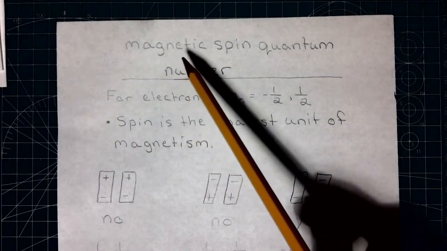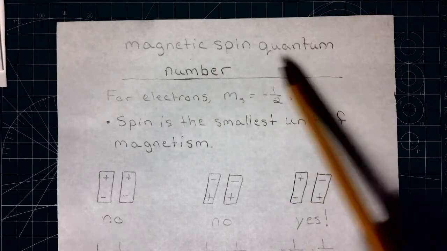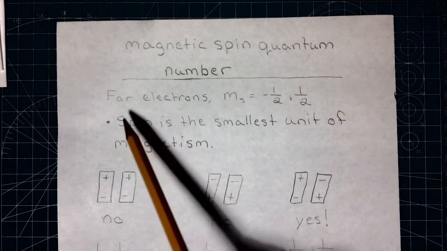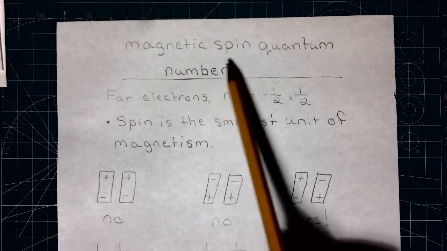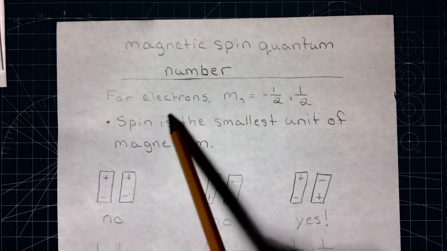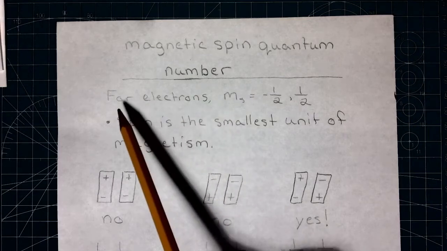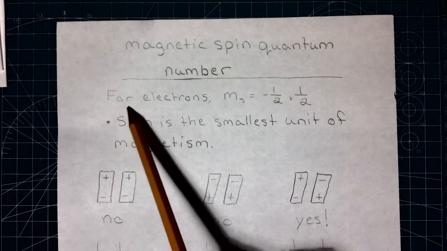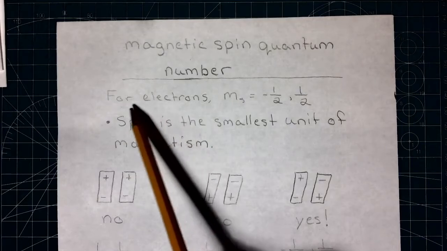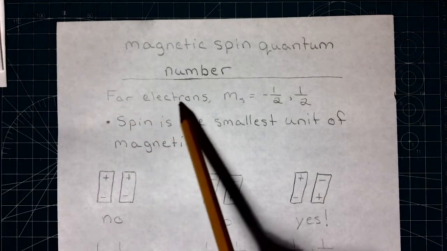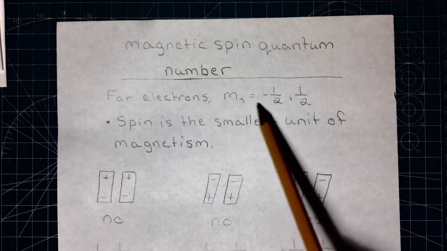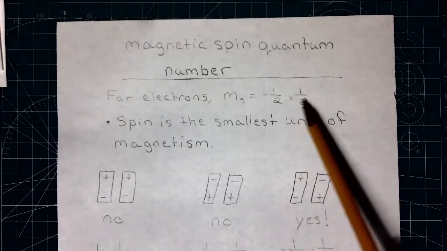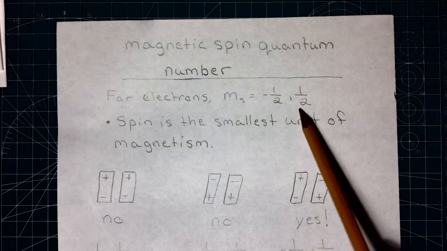So the final quantum number is our magnetic spin quantum number. The possible values for magnetic spin depend on what kind of particle we're talking about. But lucky for us, we're only really talking about one kind of particle, the electron. And for electrons, there's only two possible values. You can have an m sub s value of -1/2, or you could have one of +1/2.